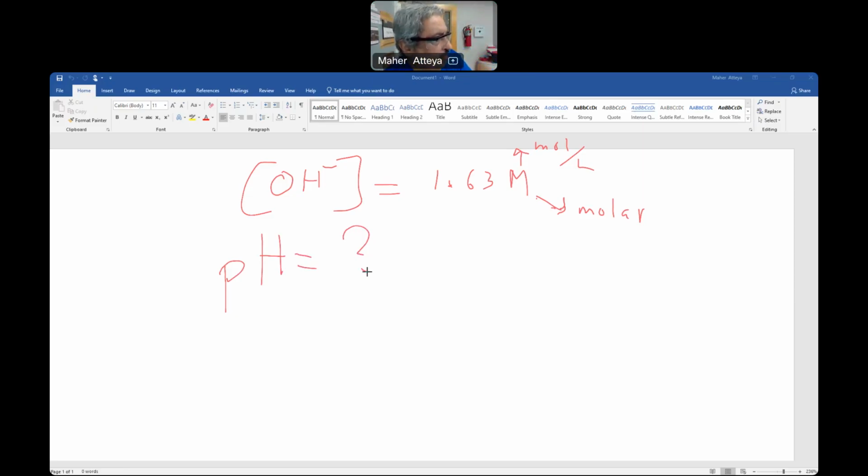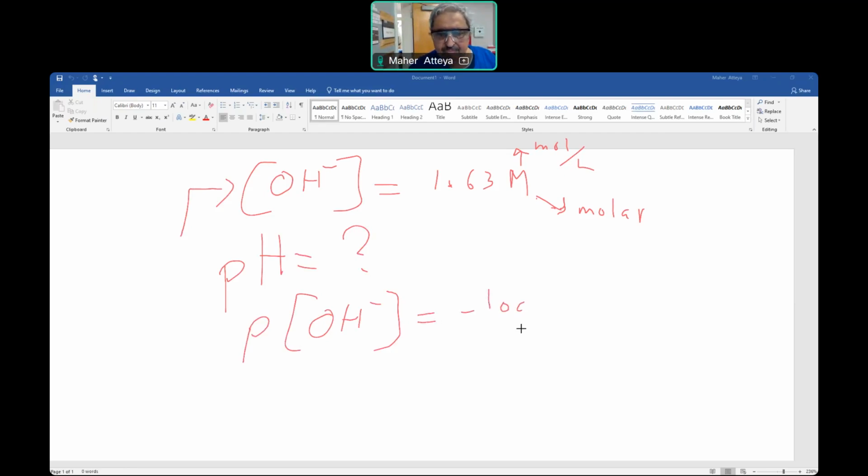So how do we do this? There are two ways to do it. Whatever way you like is up to you. The easiest way is to get the log of this OH. Then you see the pOH is minus log the OH, minus log 1.63.